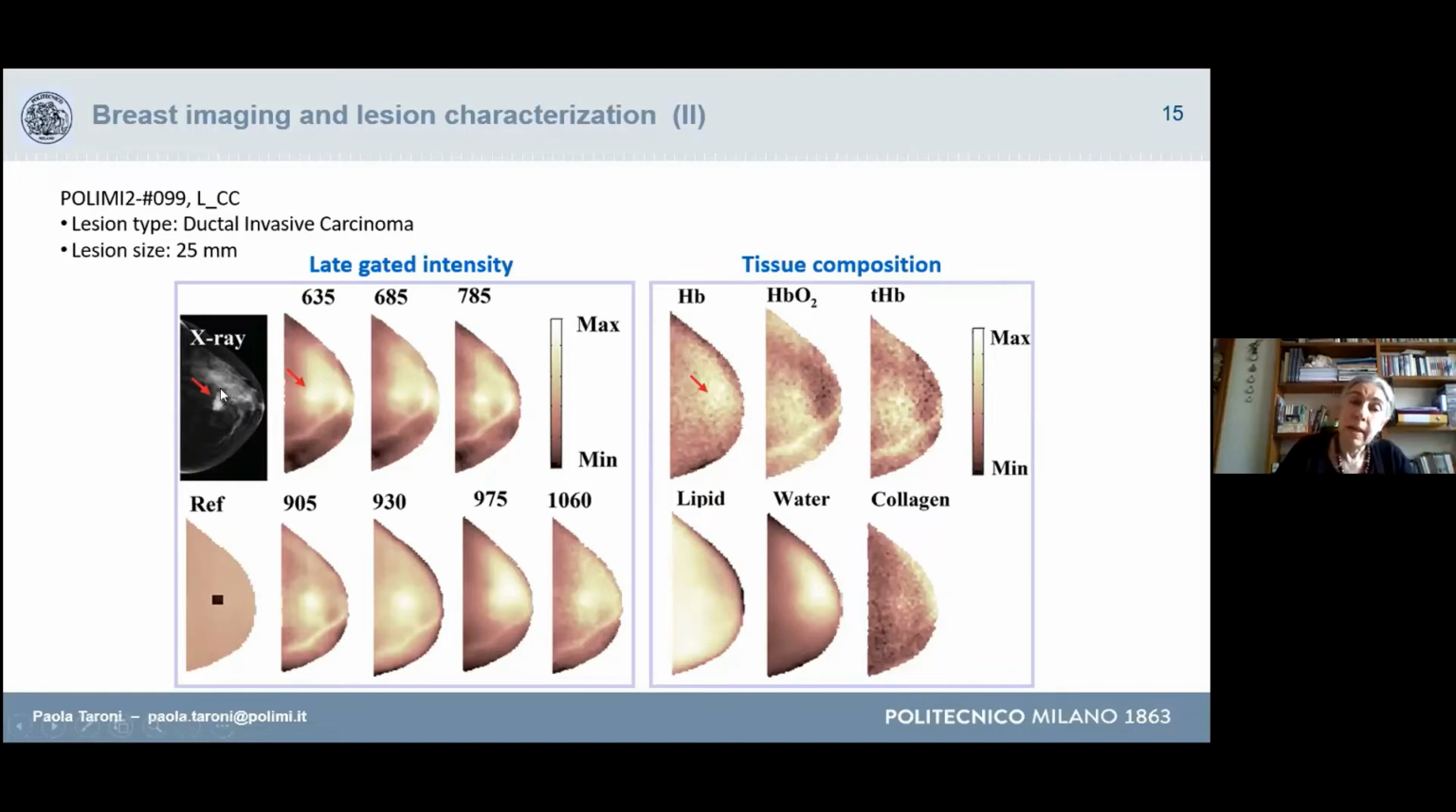There is the residual of the mammary gland, which is also seen due to the high content of water, and, well, it's noisy so it's difficult to appreciate, but there is also a higher collagen content. And there is this blood vessel, which is seen in the X-rays because it's calcified, and we see it with a high content of oxygenated hemoglobin, suggesting that it's an arterial vessel. So we have information on the physiology of the breast, and then we can also quantify the concentration of the different constituents in the lesion region, shown here, as compared to the surrounding.